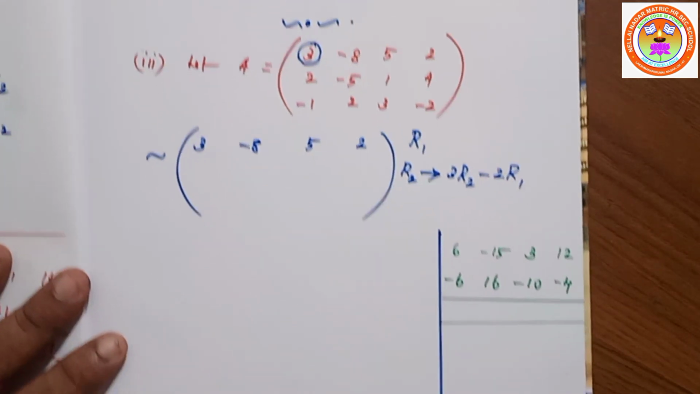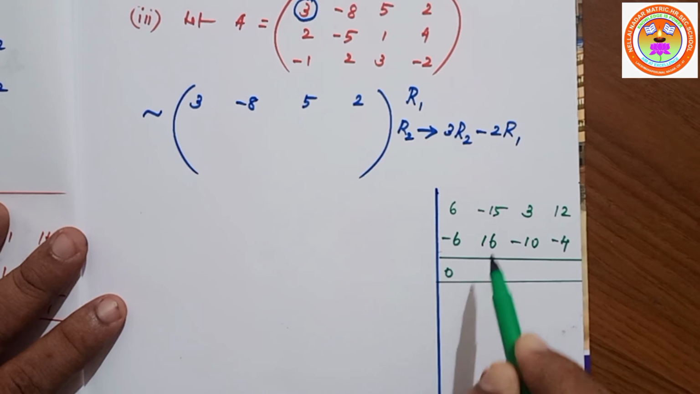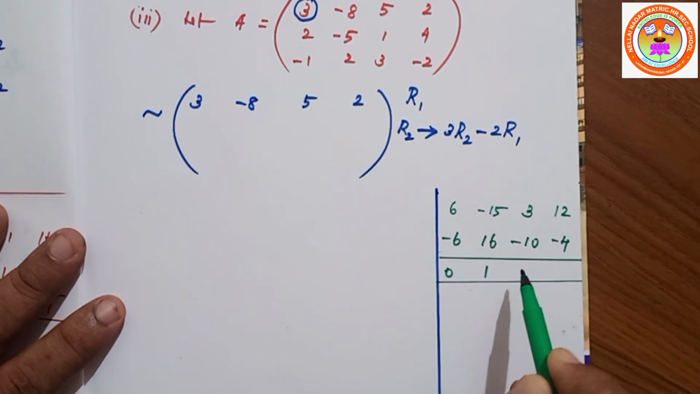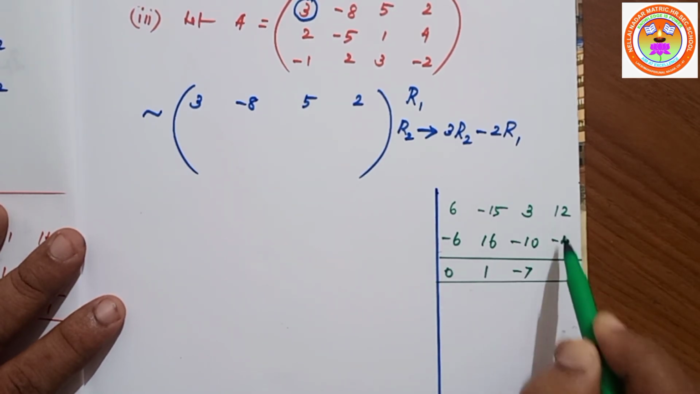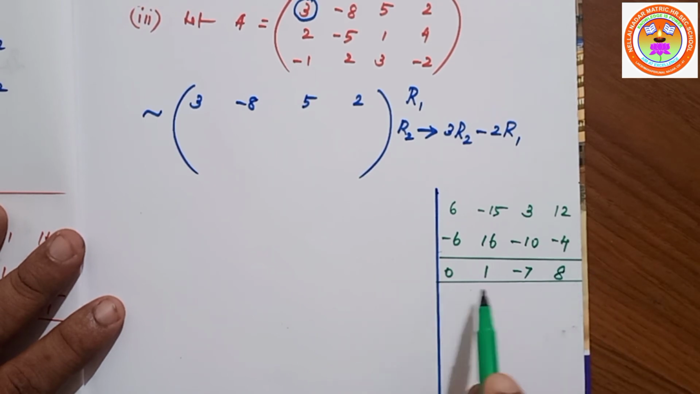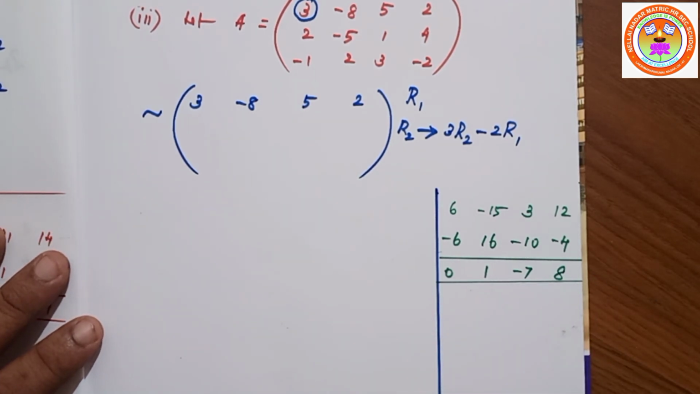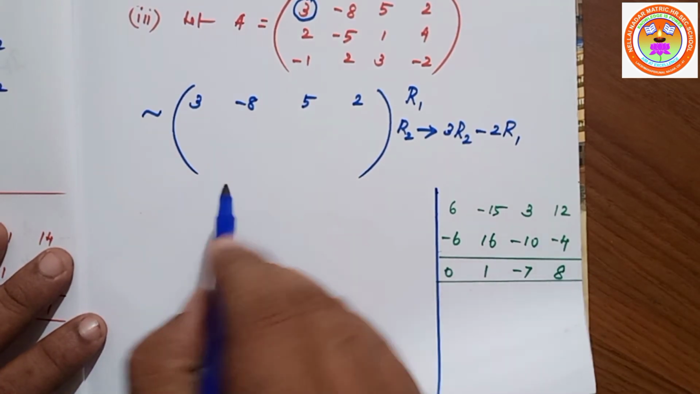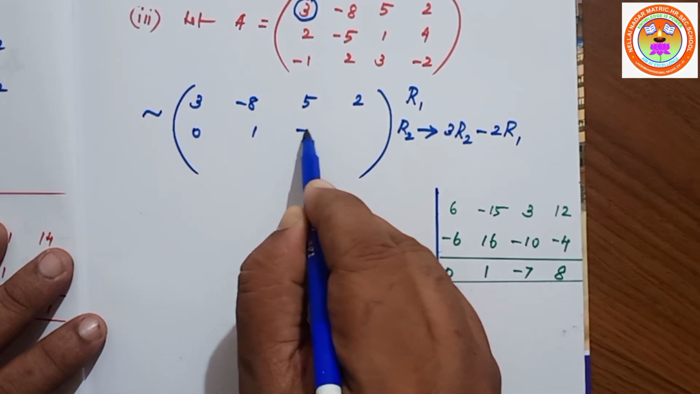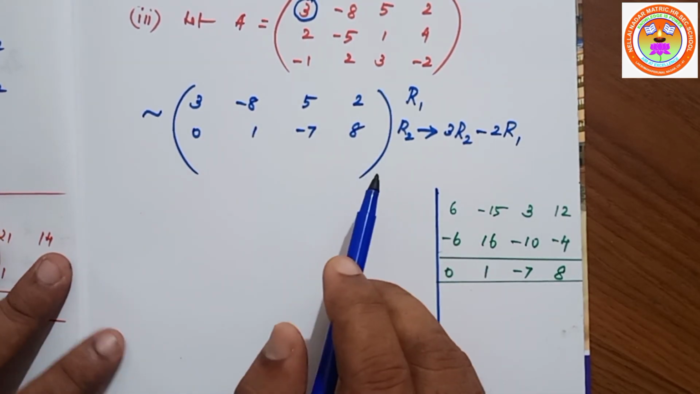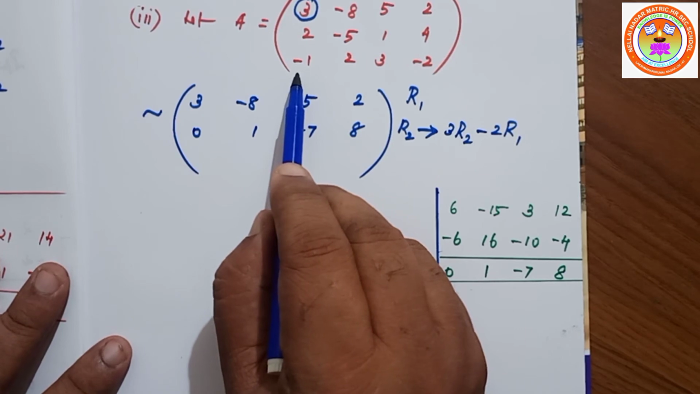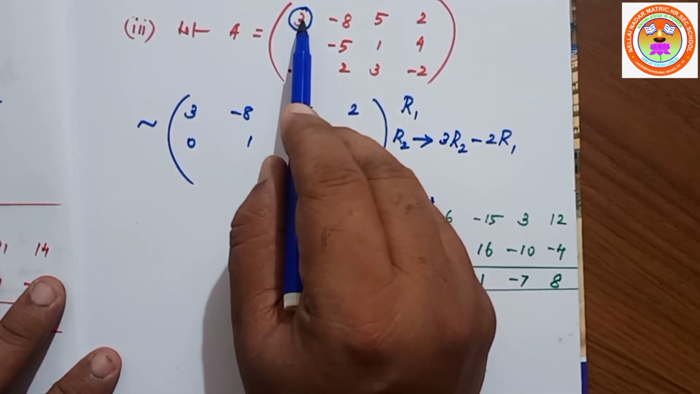6 minus 6, that is equal to 0. Minus 15 plus 16 is 1. 3 minus 10 is minus 7. 12 minus 4, that is 8. So 0, 1, minus 7, 8. Okay, then we have to make this element 0 with the help of this element.